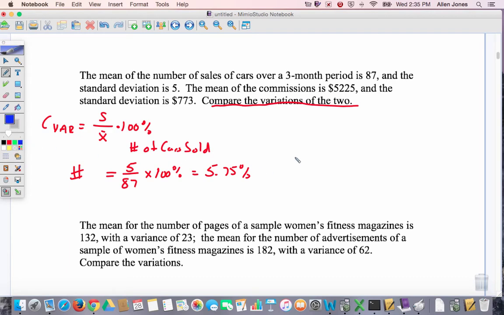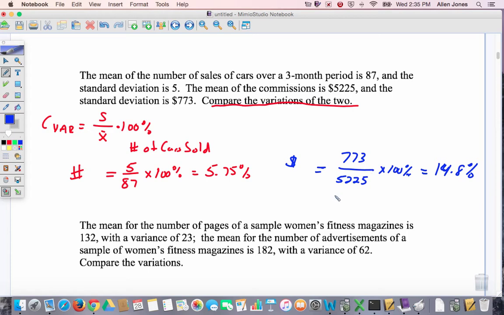We can then calculate a coefficient of variation for the dollar amounts. That's equal to our standard deviation, which is 773, divided by our mean, which is 5,225, multiplied by 100 to make it a percent, and that percent is 14.8%. 14.8 is obviously larger than 5.75, so our commissions are more spread out.